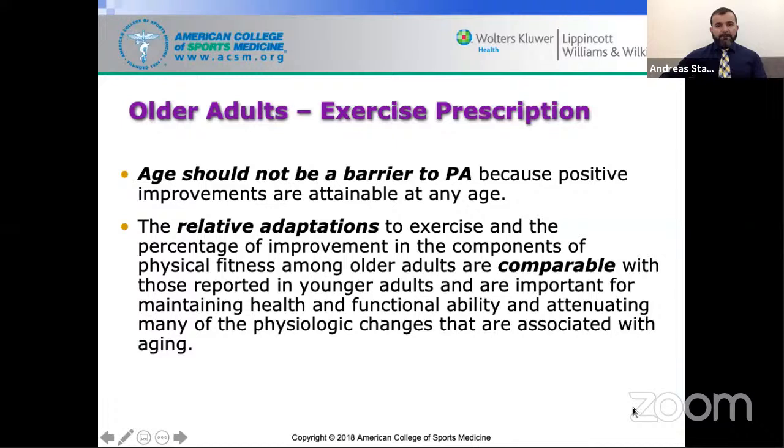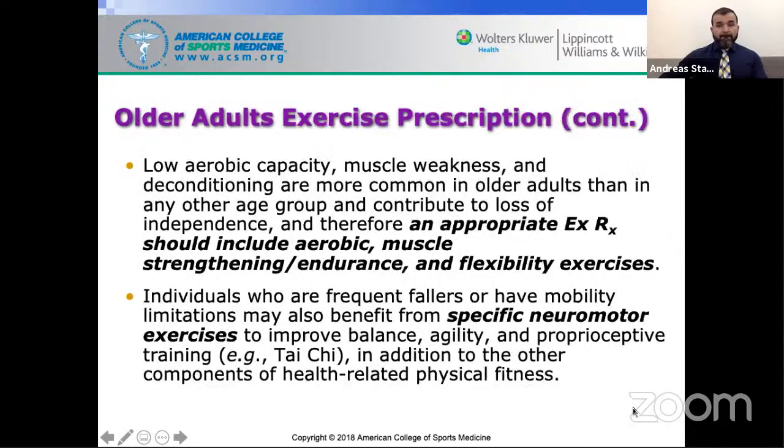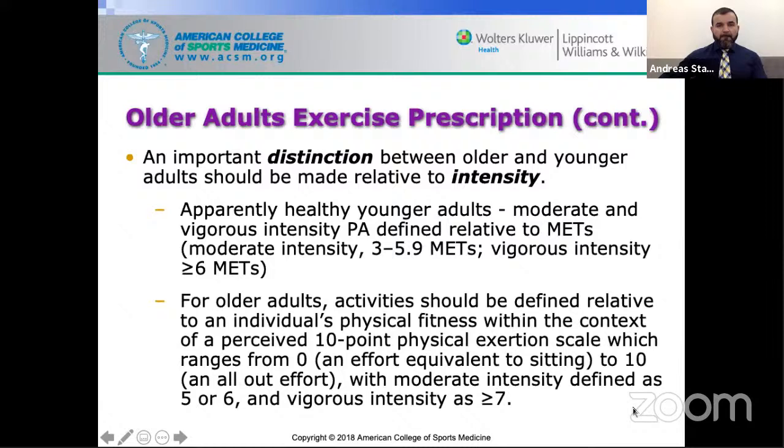It should not be a barrier to PA, relevant adaptations. Of course, their adaptations are comparable with younger adults, right? An appropriate exercise prescription should include all of those health-related components, but of course, we should most likely also include neuromotor exercises because we improve their balance.